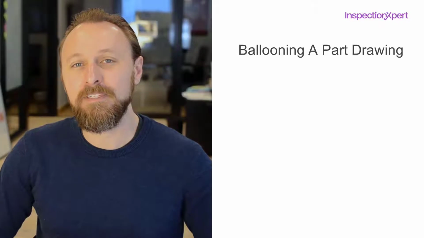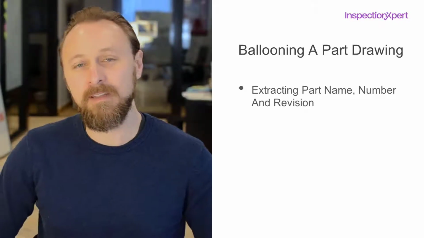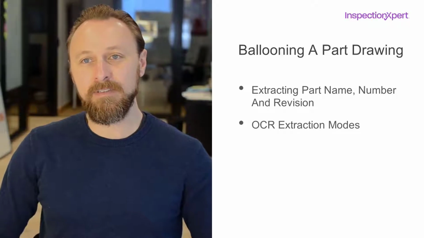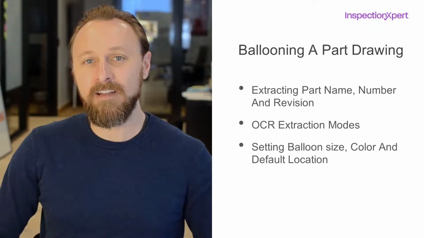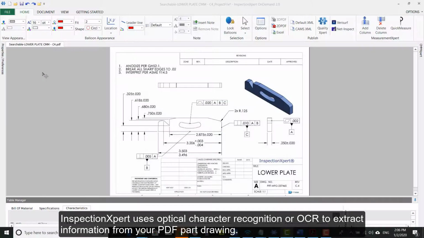In this section, I'm going to be showing you how to extract your part name, part number, and part revision, the different OCR extraction modes, how to set your balloon size, color, and default location, and adding leader lines. InspectionXpert uses optical character recognition, or OCR, to extract information from your PDF part drawing.